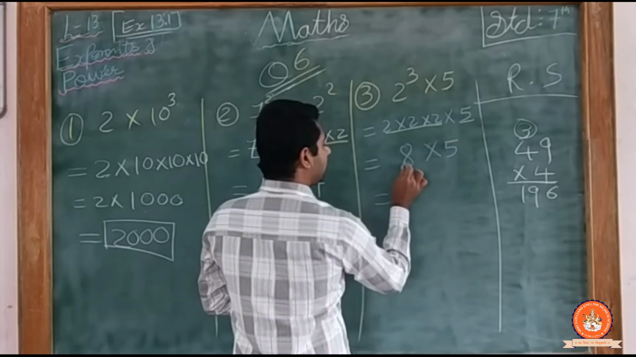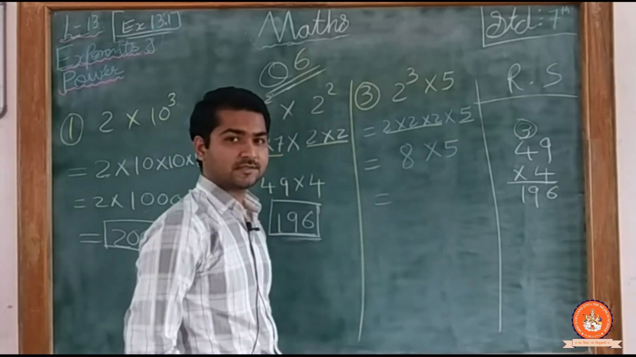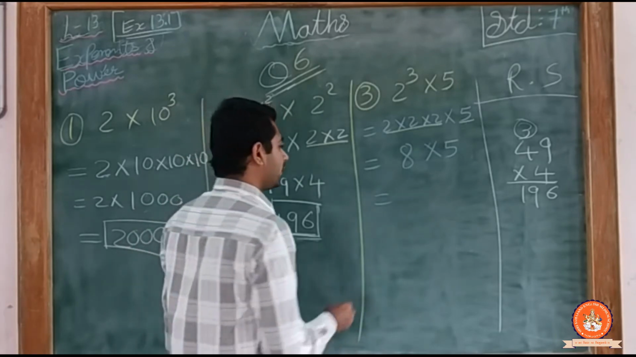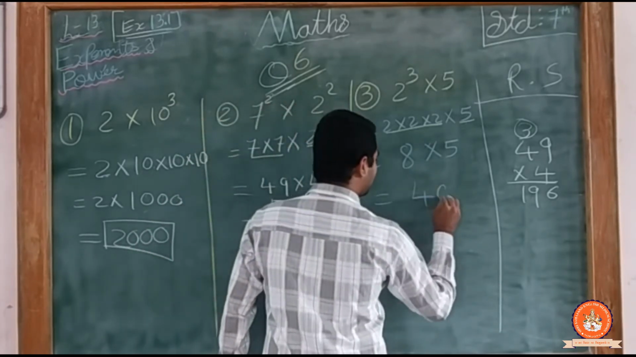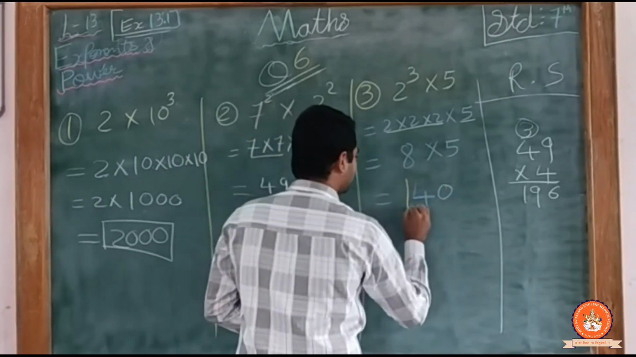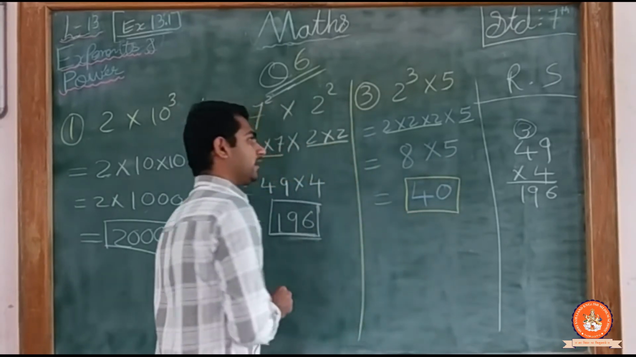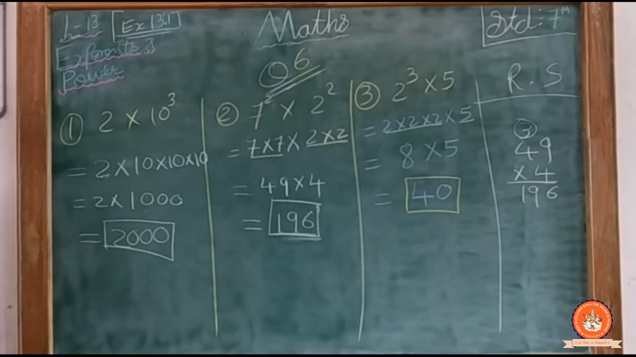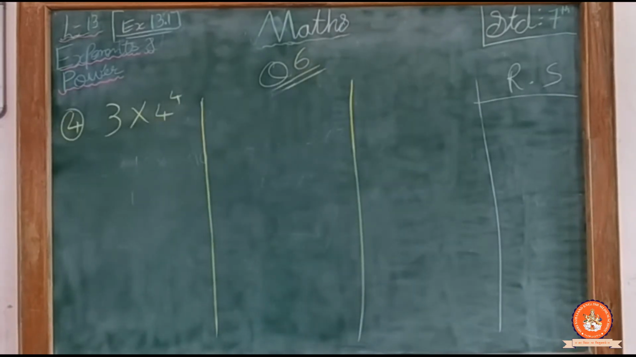Now 8 5s are 40. So I am writing here my answer 40. So this is my answer for number 3 question. Write down in your book so we can move forward. Now moving on, 4th question.